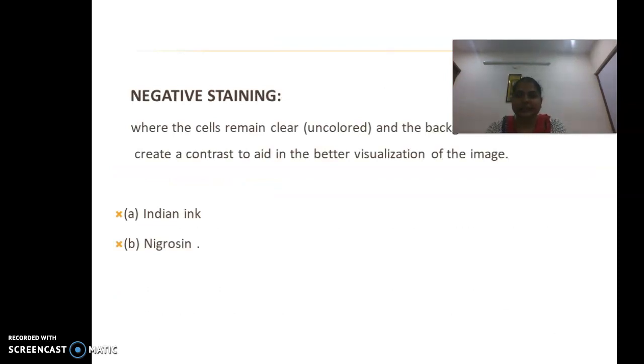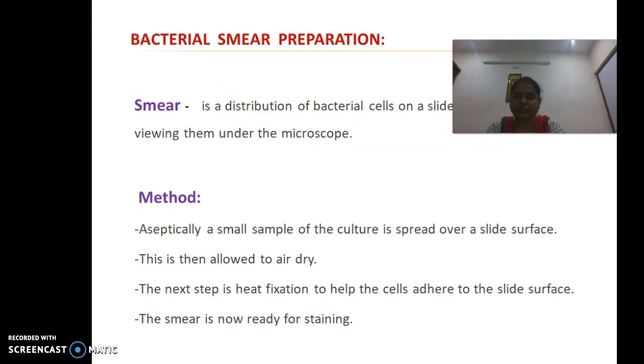So let's learn about negative staining. In case of negative staining, what we observe is the cells remain uncolored and the background is colored to develop a contrast to aid the visualization of the image. And in case of negative staining, we use Indian ink and nigrosin.